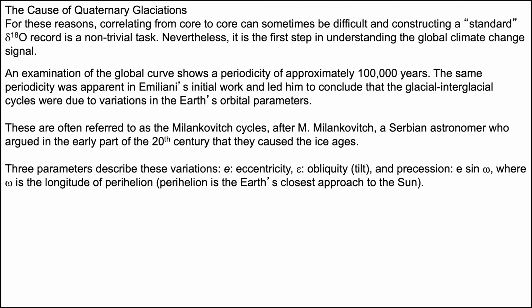What's driving all this? What is the cause of these recent glaciations? An examination of the global curve shows a periodicity of about 100,000 years. Now, that's because they've been tuned to 100,000 years. That's problematic. The same periodicity was apparent in Emiliani's work, and it led him to conclude that the glacial interglacial cycles were due to variability in the Earth's orbital parameters. These are now known as Milankovic cycles after Milutin Milankovic, a Serb who argued in the early part of the 20th century, actually during World War I, that ice ages were caused by this orbital variability. The three parameters of most interest here are eccentricity, obliquity, and precession.